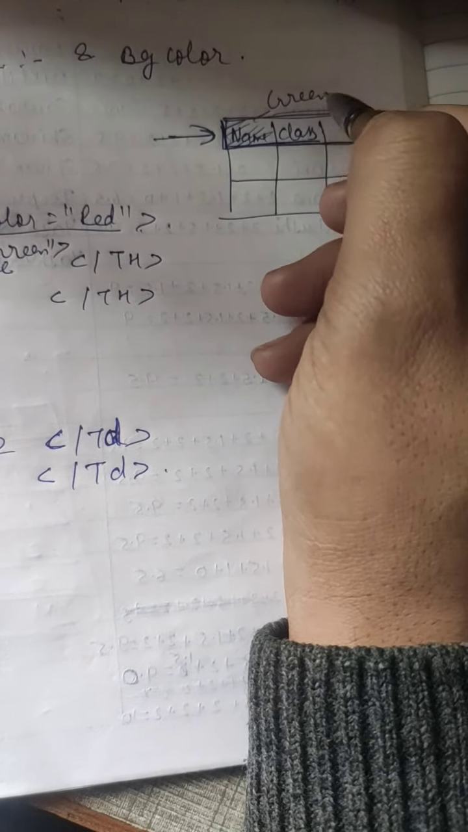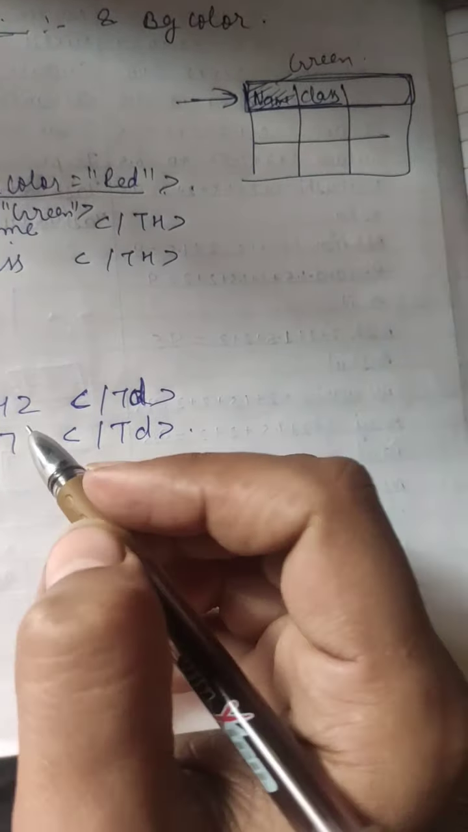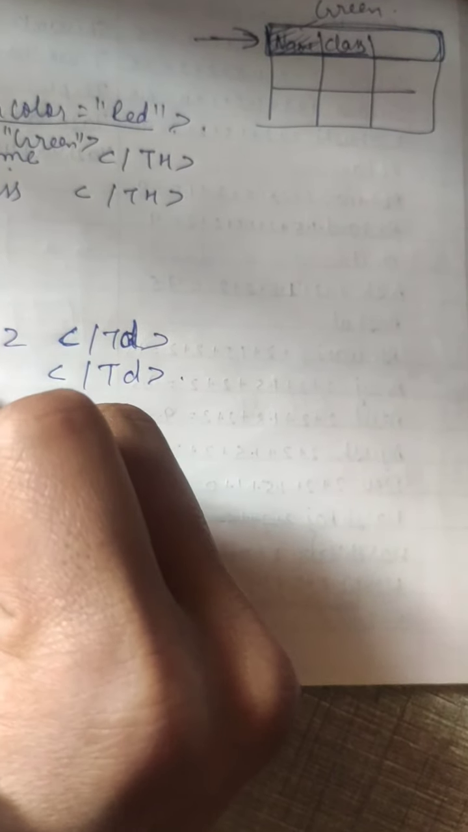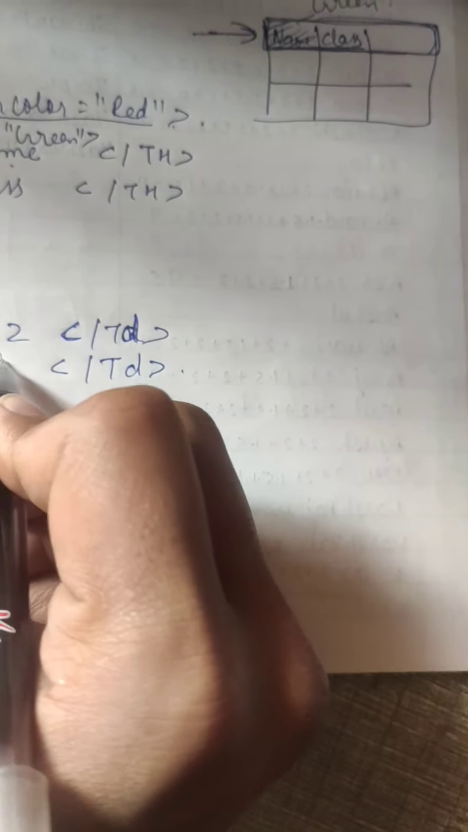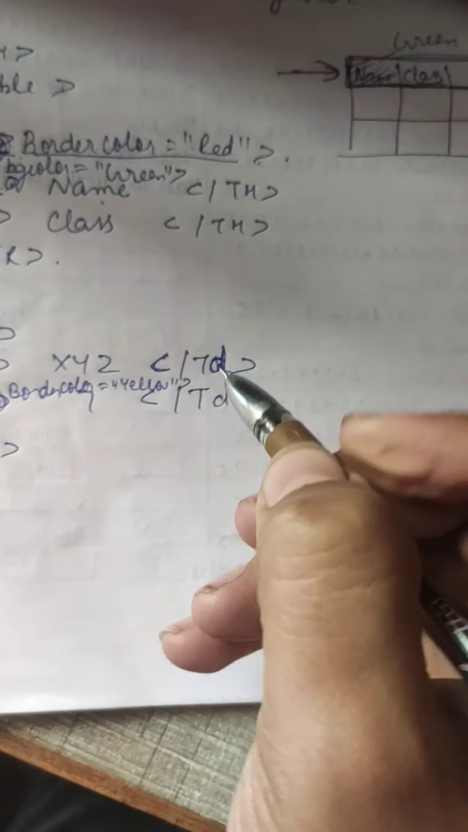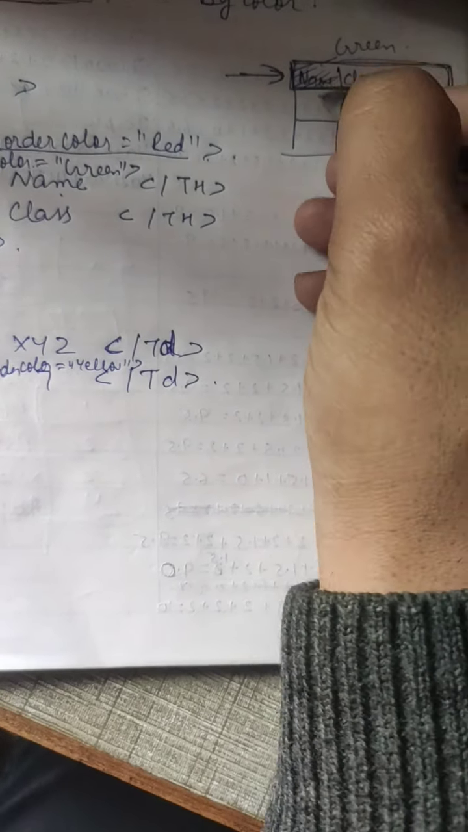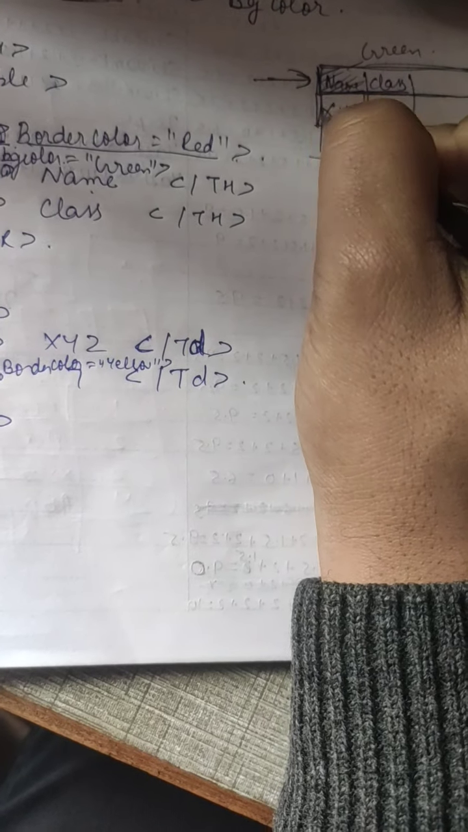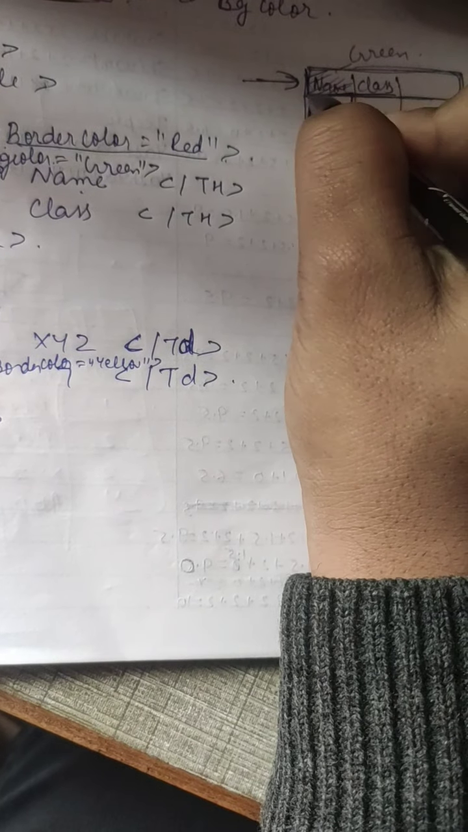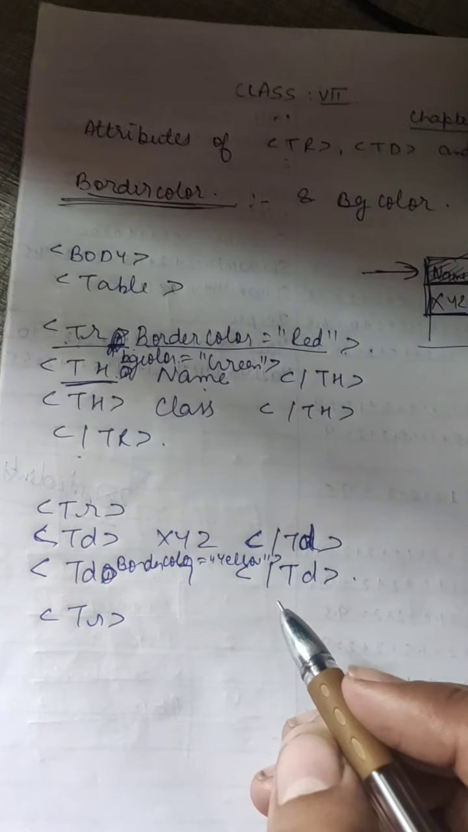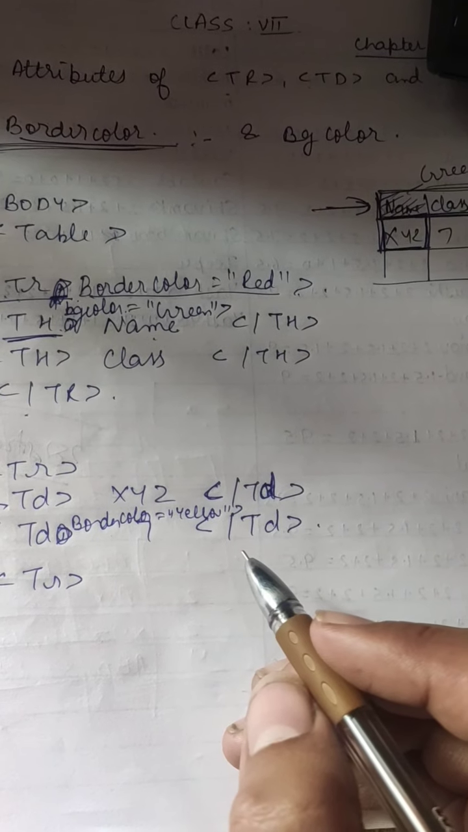Okay, here which color will come? Green color will come. In the same way, if you want to give a border color in td, then border color is equal to, suppose you had given yellow. So the border color of the tr xyz, suppose xyz 7, will be yellow. Okay, now I think border color and bg color are clear.